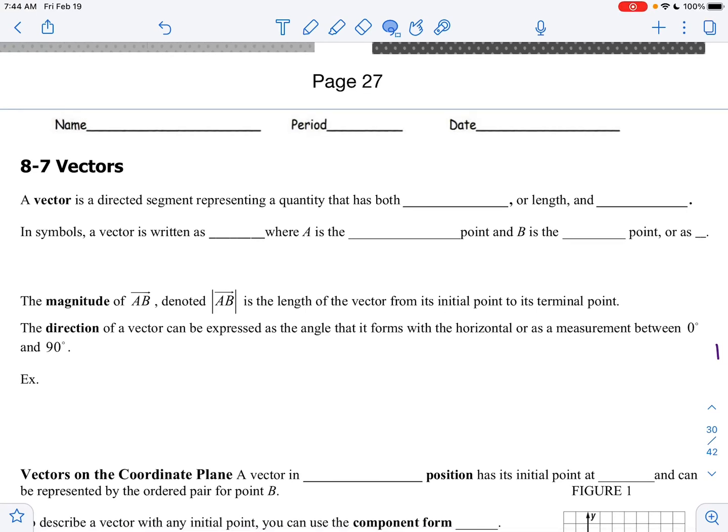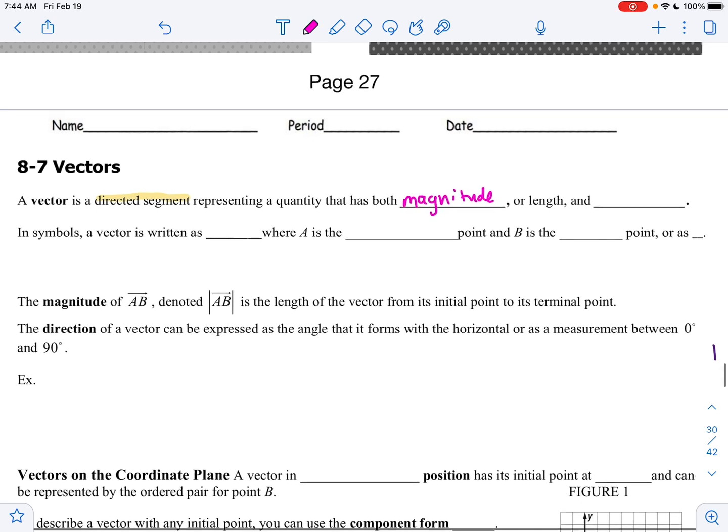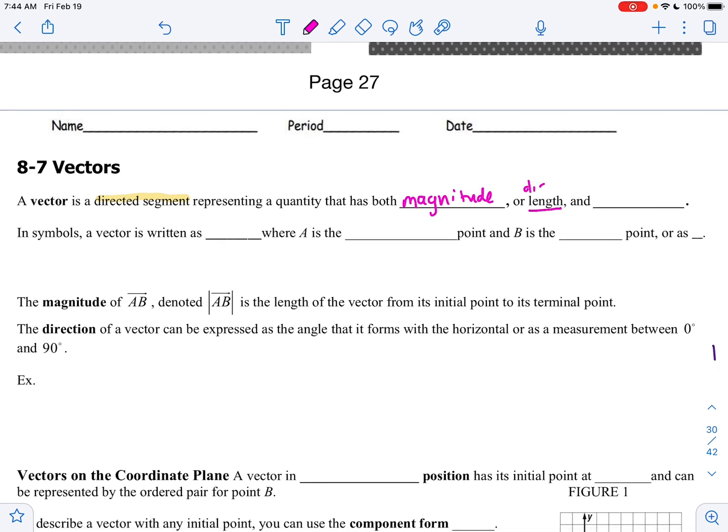This is page 28 of your notes, and today we talk about vectors. Vectors are simply directed line segments, so I'll highlight that. Directed line segments representing a quantity that has both magnitude to it. So magnitude, and magnitude we want to think about as length or distance. So above that I'm going to also write distance. And something called direction.